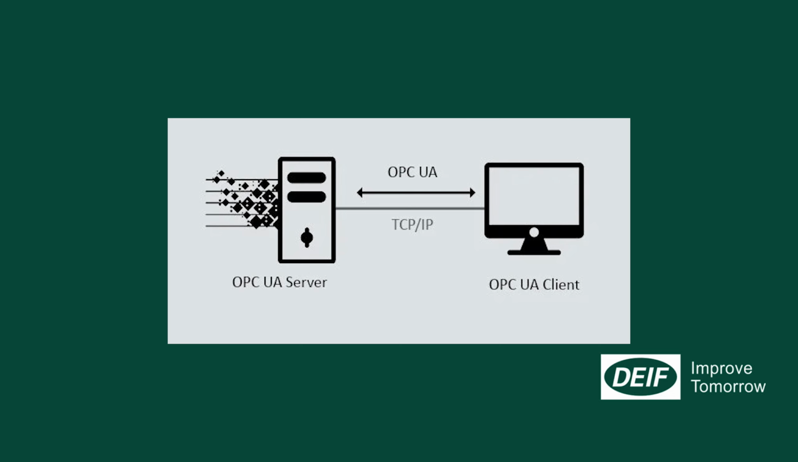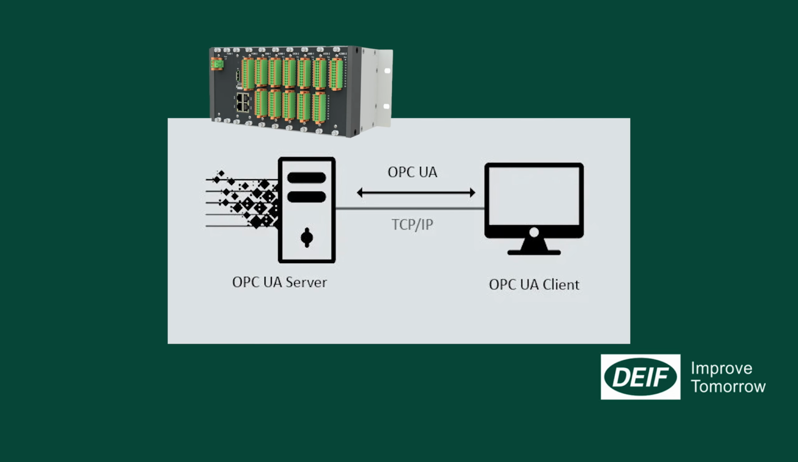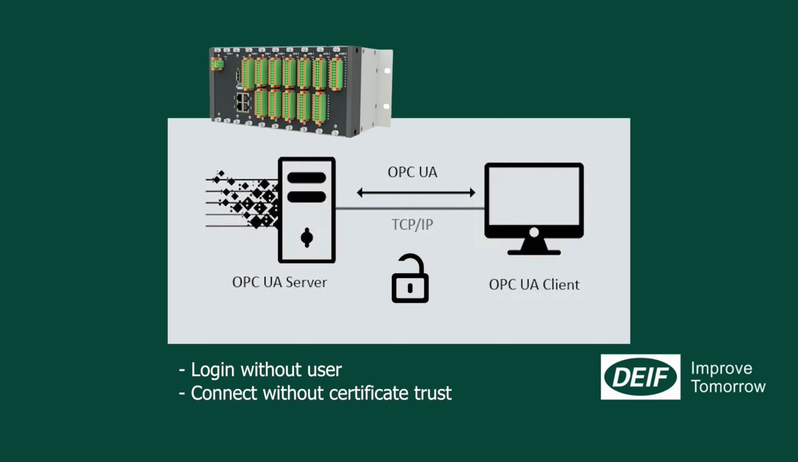Once these steps are completed, the OPC UA server on the iE650 will be fully configured and ready for secure client connections. Alternatively, it is possible to enable anonymous login. Besides allowing you to log in without a defined user, it also allows clients to connect without certificate trust, which eases development during stages where security has not yet been defined.